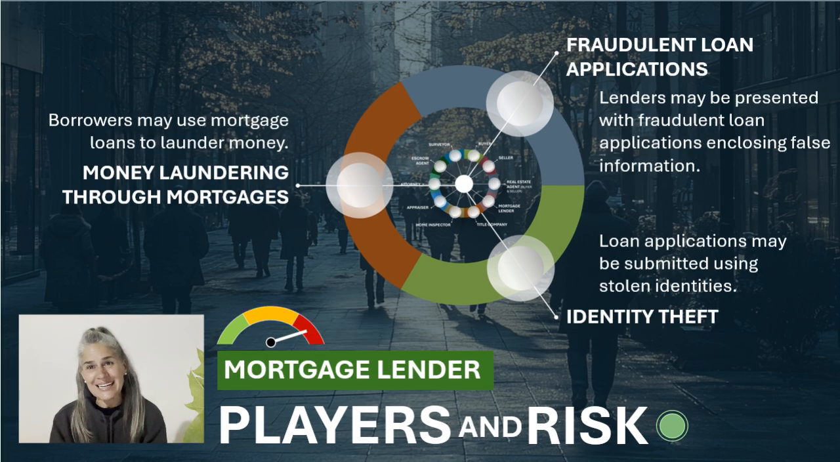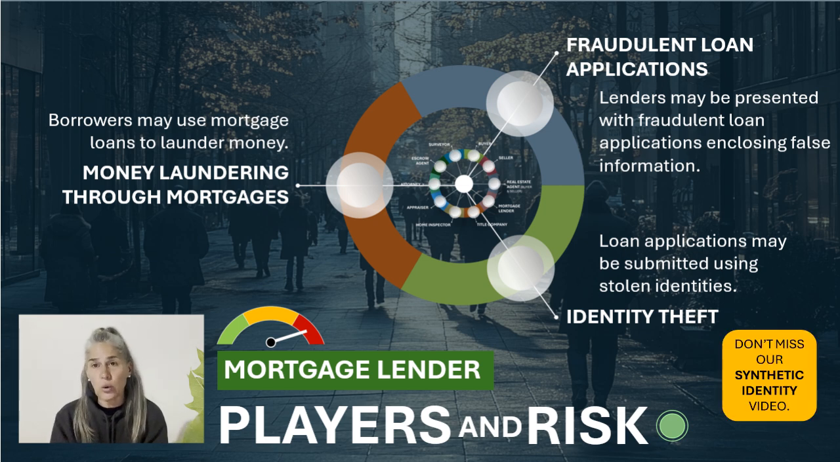Why would we see a high risk with a mortgage lender? Due to money laundering through mortgages, where borrowers may use mortgage loans to launder money. We may also see the presence of fraudulent loan applications, where lenders may be presented with loan applications containing false information. And we may see the presence of identity theft, where loan applications may be submitted using stolen identities.